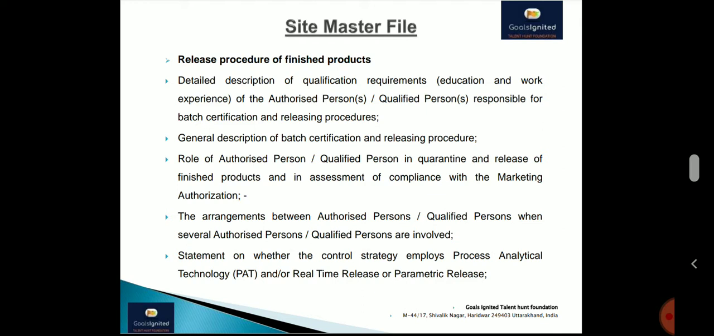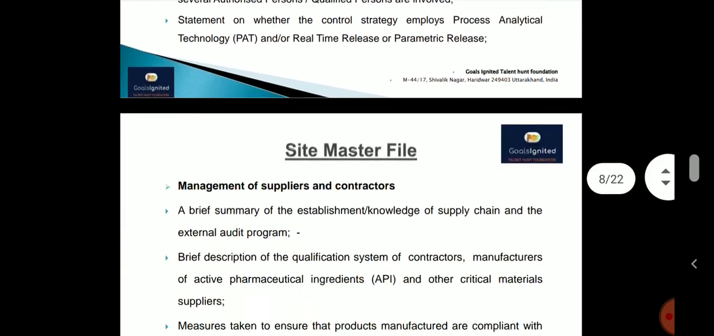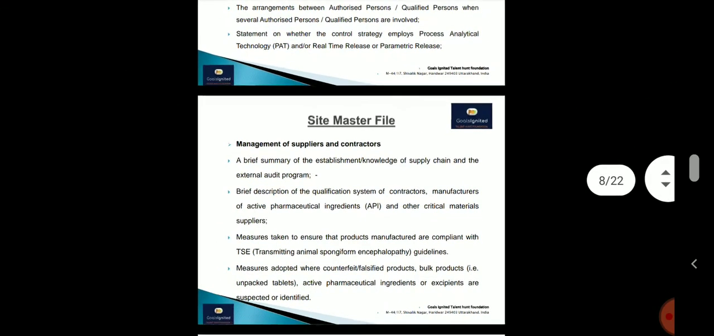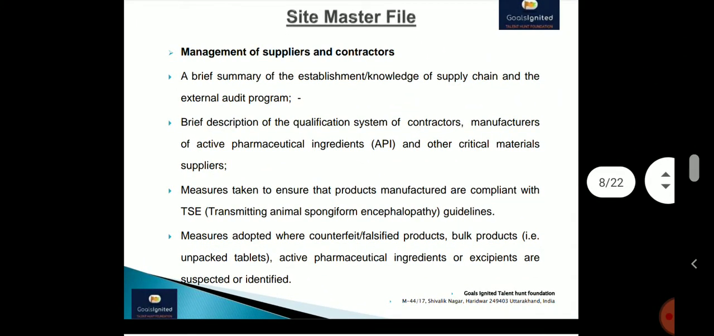A general description of the batch certification and releasing procedure, the role of the authorized person and the qualified person in the quarantine and release of the finished products and the assessment of compliance with the marketing authorization. All these need to be incorporated in the site master file as a brief procedure about the SOPs, and included in the site master file as a prime document. Management of suppliers and contacts needs to be mentioned over there.